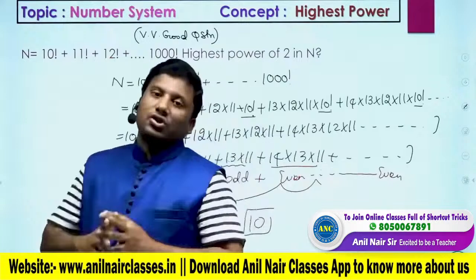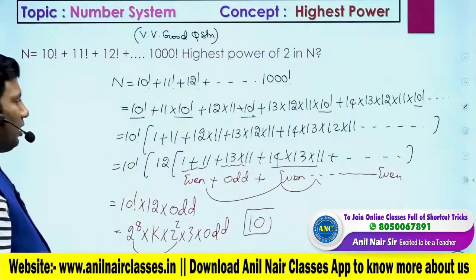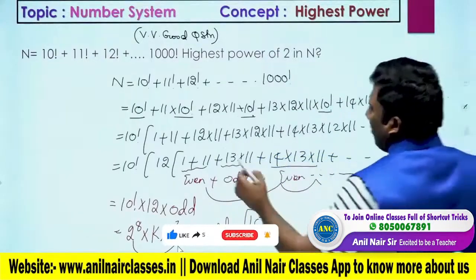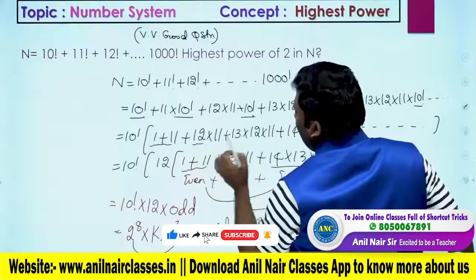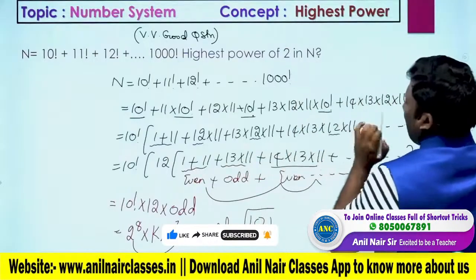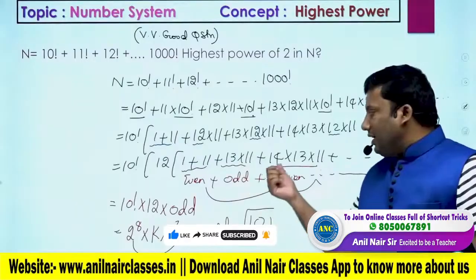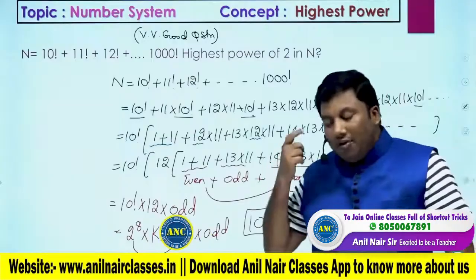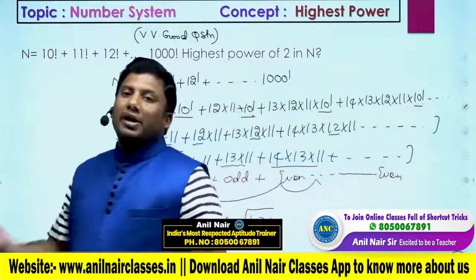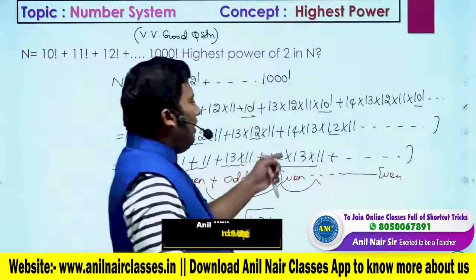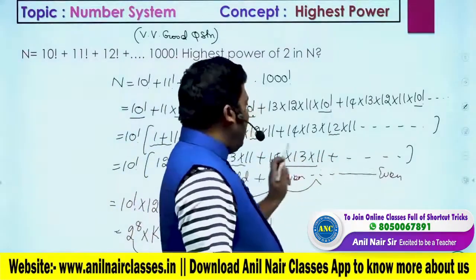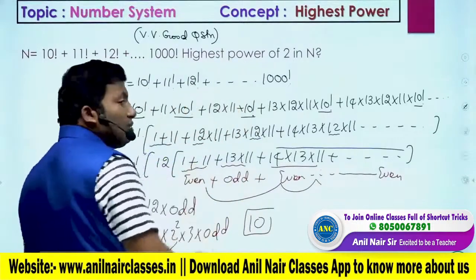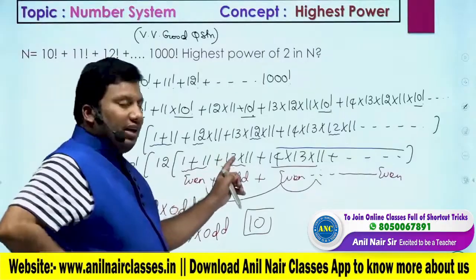In the previous question, 10 factorial was taken common. But in this question, 10 factorial and 12 are taken common. 1 plus 11 is 12. Here 12 is there, here 12 is there, here 12 is there. And in the bracket, from here onwards, every term has got 14. 14 is an even number. Even number into any number is an even number. From here till here, it is entirely even. 1 plus 11 is 12, 12 is even. 13 into 11 is odd.